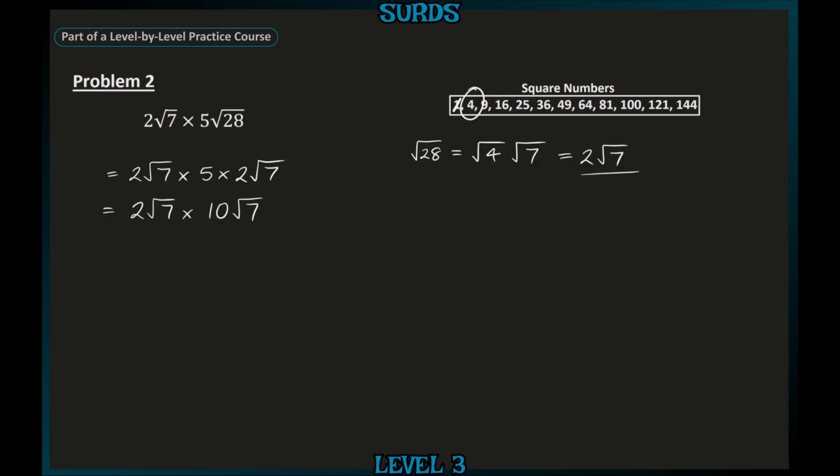To multiply these two together now, we can multiply the numbers outside of the surds first. So 2 times 10 is 20. And now multiply the surds together. Now here, because we're multiplying a surd by itself, all that happens is the square root part disappears and it just leaves the number underneath. So the square root of 7 times the square root of 7 just gives us 7. And because 20 times 7 is 140, our final answer to problem 2 is 140.